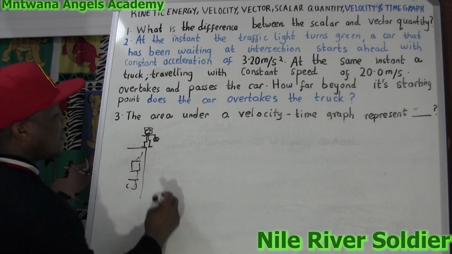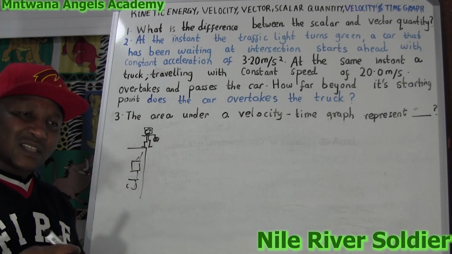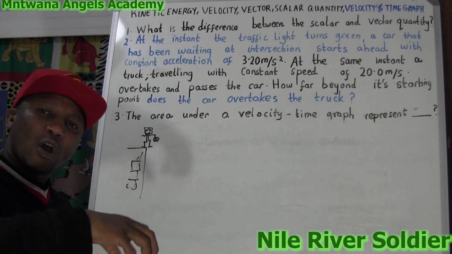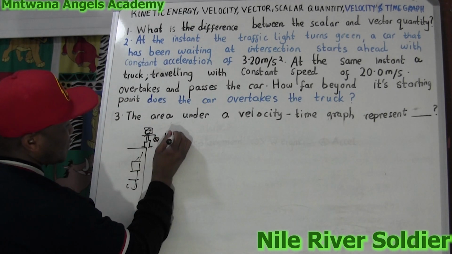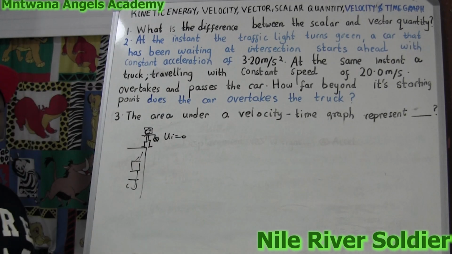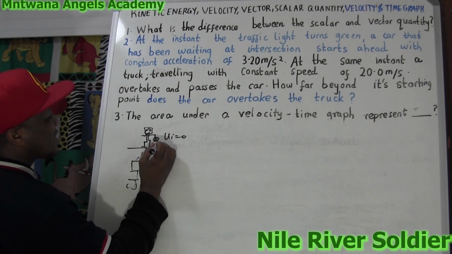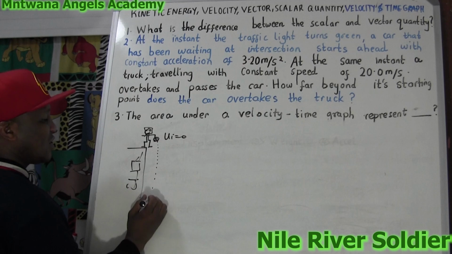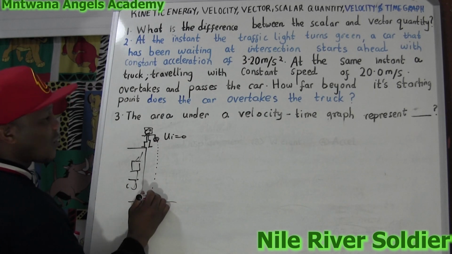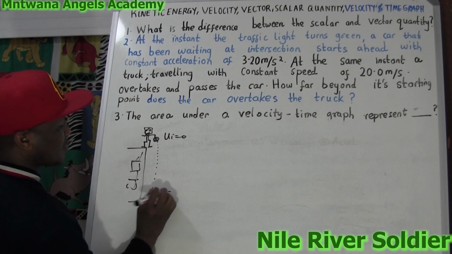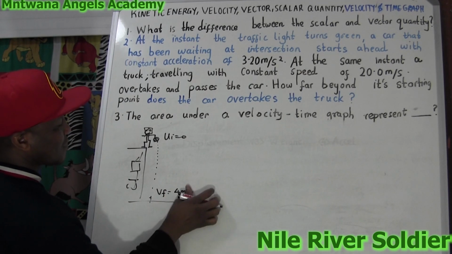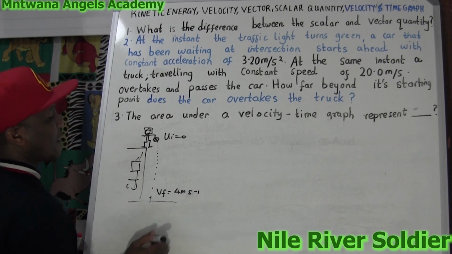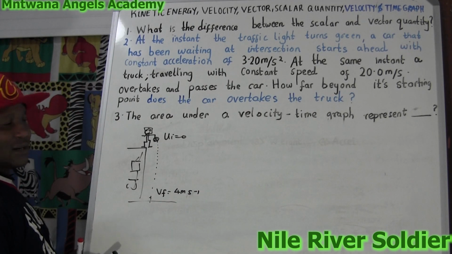There's a difference between when you drop and when you throw. When you drop something, it means your initial velocity equals 0. And this ball, now that you drop it, its velocity is going to increase. So when it reaches the floor, the final velocity, let's say, is 4 meters per second.